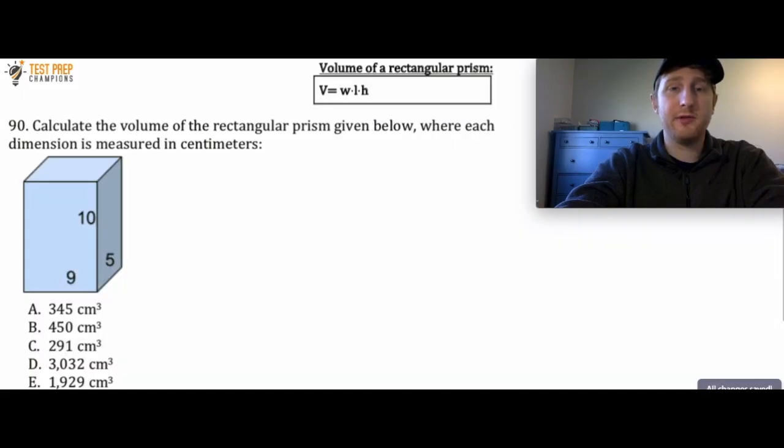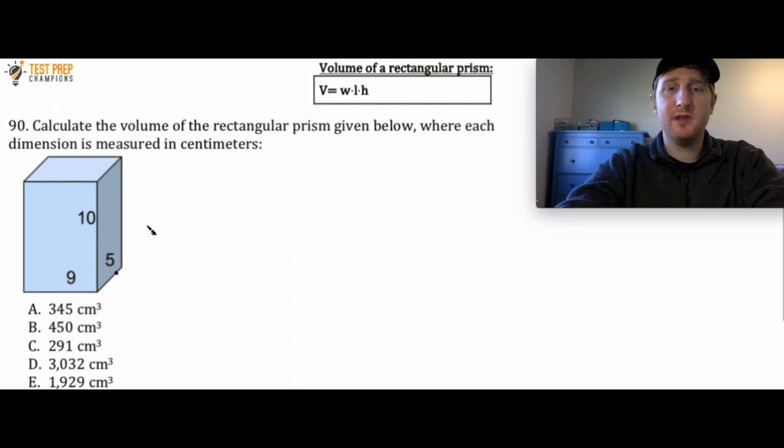Calculate the volume of the rectangular prism below, where each dimension is measured in centimeters. This is a 10, this is a 5, this is a 9, and I just like to read these out in case you're on a cell phone or another small screen device and it's hard to see.